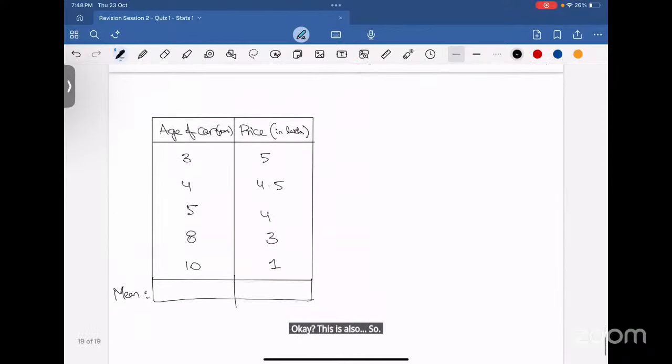So for the age of the car, if you take the mean, it is 3 plus 4 is 7, 7 plus 5 is 12, 12 plus 8 is 20, 20 plus 10 is 30. 30 divided by 5 is?